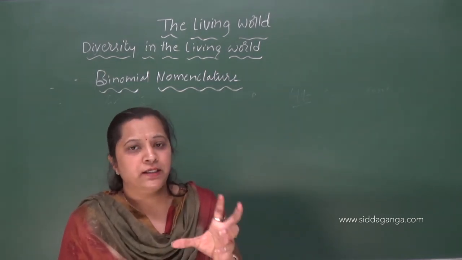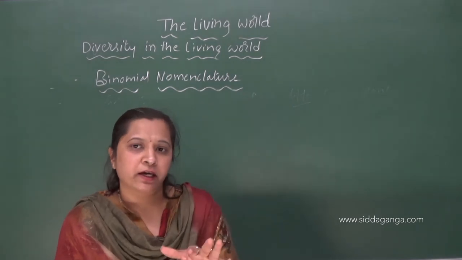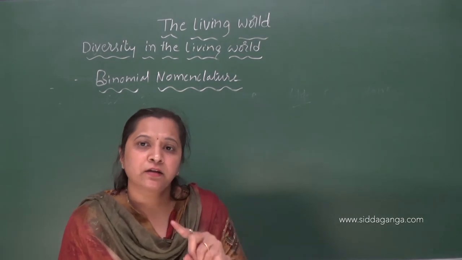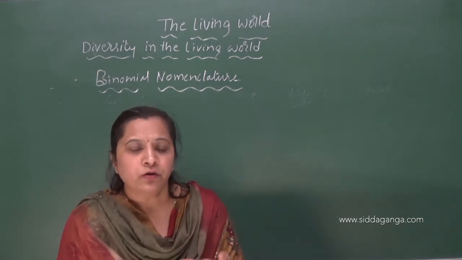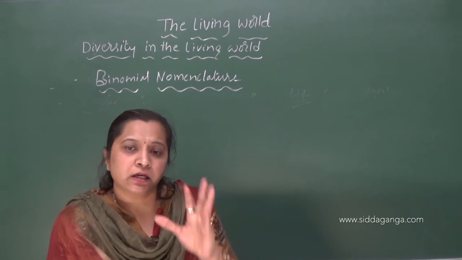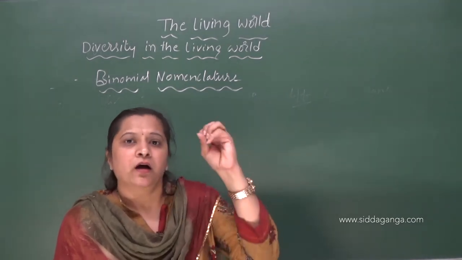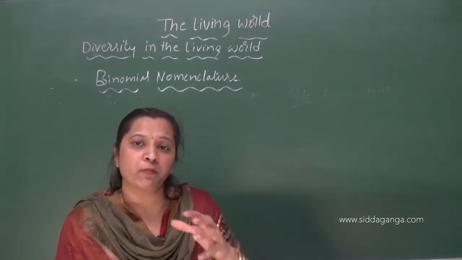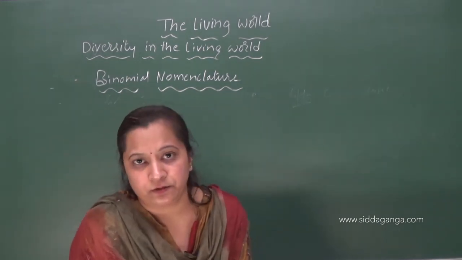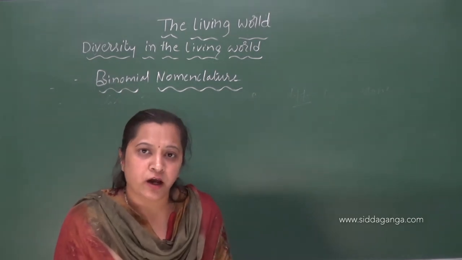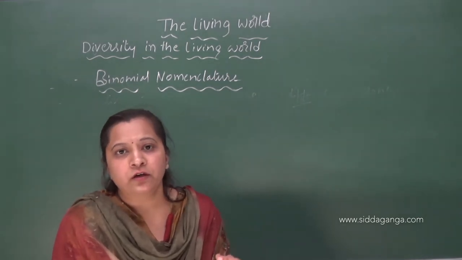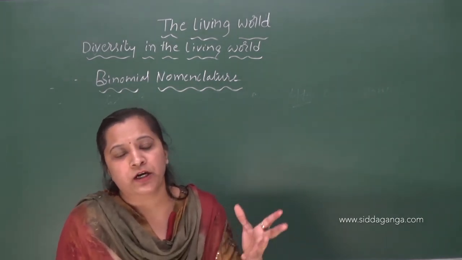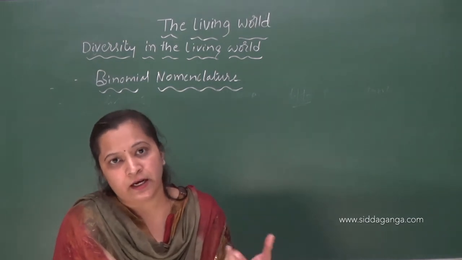Suppose, for example, touch me not plant. In Davangere, we call that particular plant touch me not, but the same plant in another city is called by a different name. So the same plants and animals are called by different names in different places, and different plants and animals are called by the same name in different places. So that leads to what? Confusion. So one is not able to recognize a particular type of plant or animal correctly.